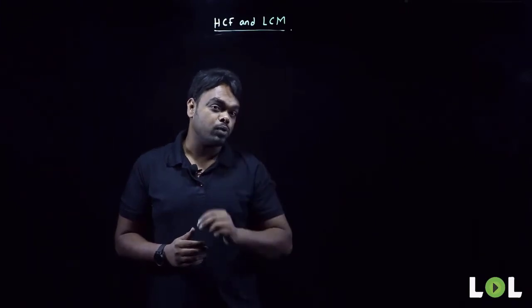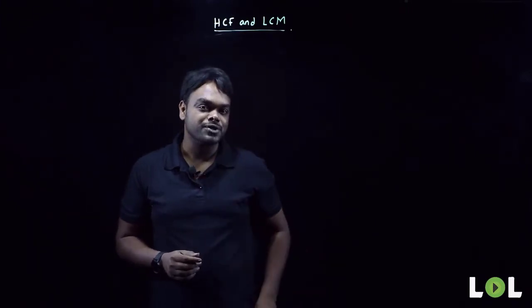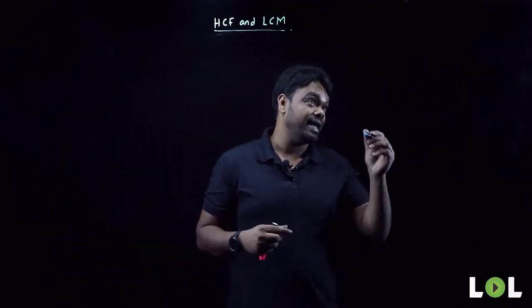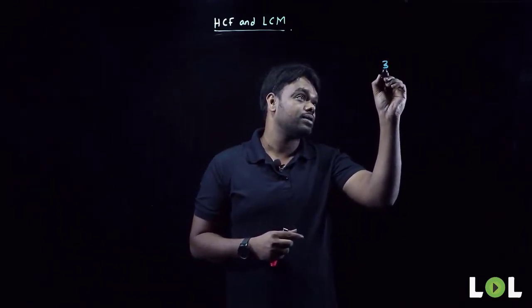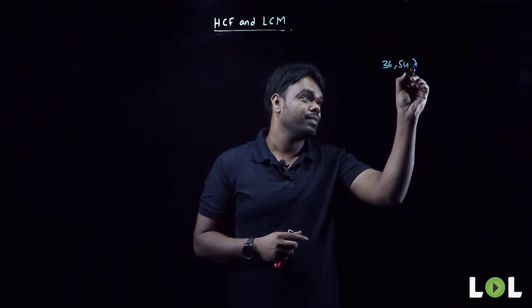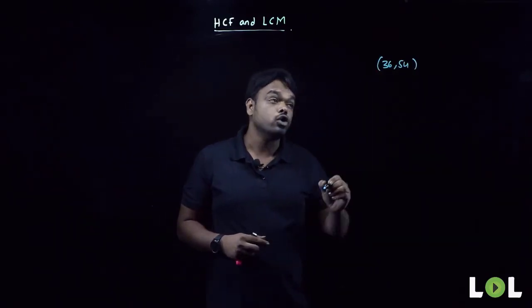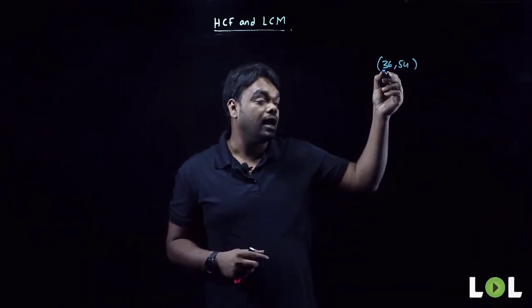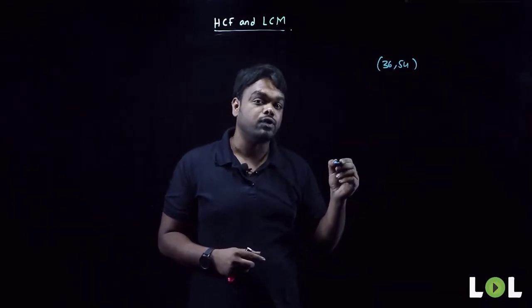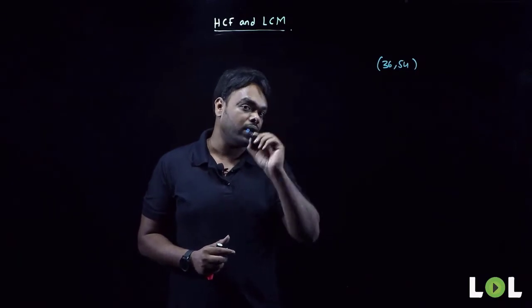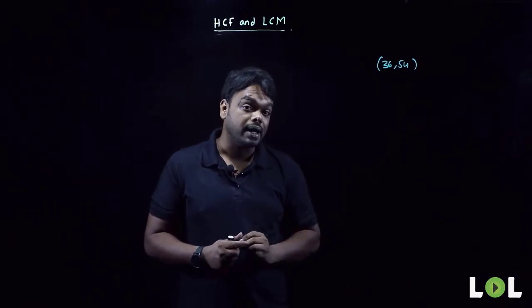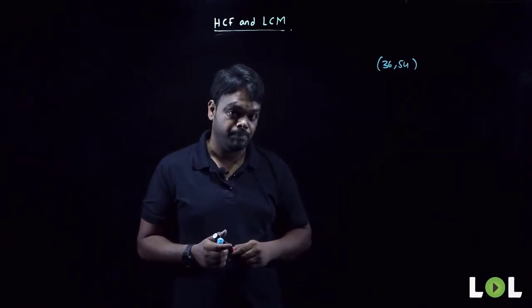Now another thing: if you have observed the examples I have taken, they are very small numbers. What if I consider bigger numbers? Suppose I take the HCF of 36 and 54. Now it will be slightly difficult for us, because we do not know directly how to write the multiples of 36 and 54, since they are very big numbers, right? What do we have to do? This is where factorization comes into the picture.